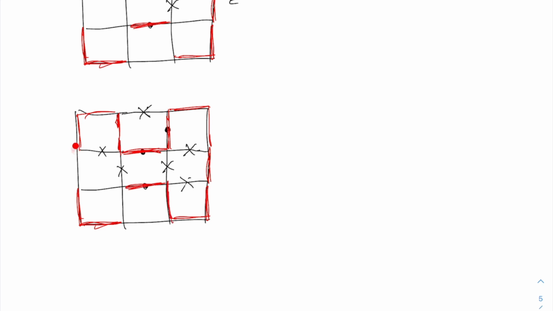Same goes right here. I have one chosen, one X. I must choose this one. And then I'm going to finish by choosing this one. All right? And that's it. Isn't that cute? It looks like an H. It's a Hamilton circuit with an H.